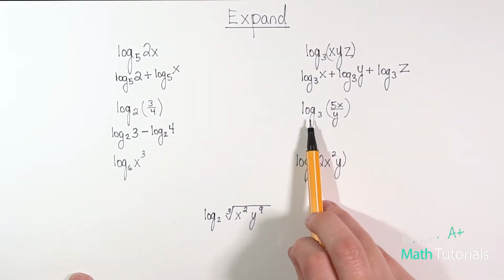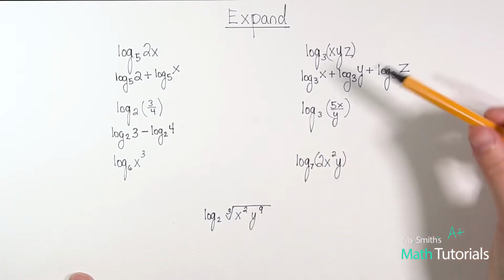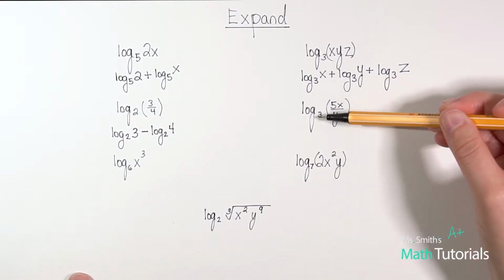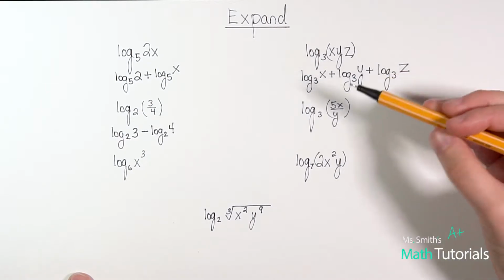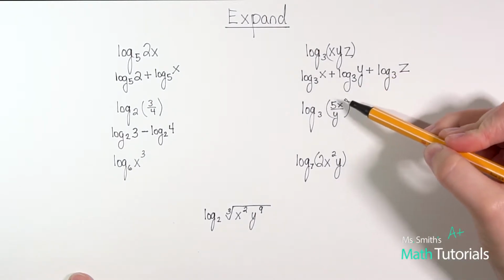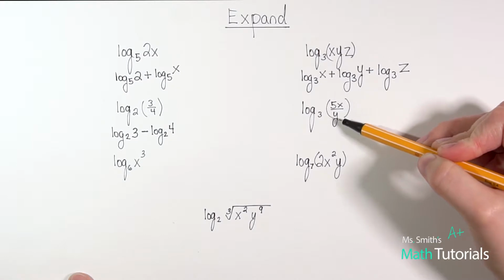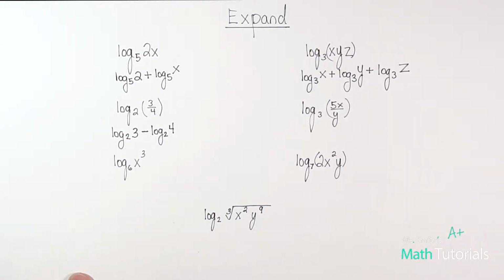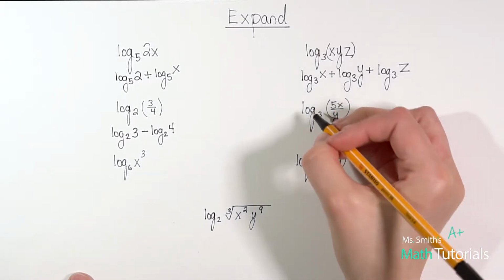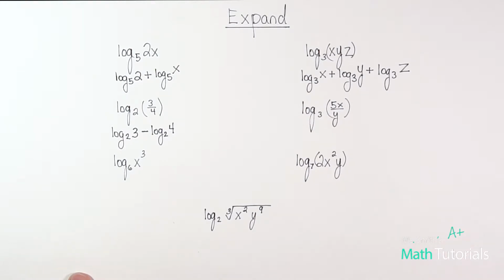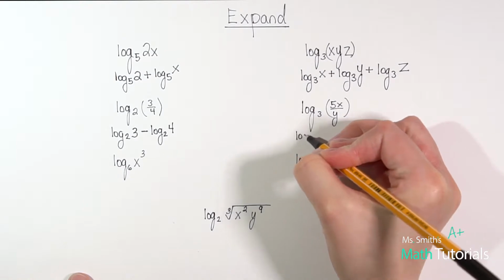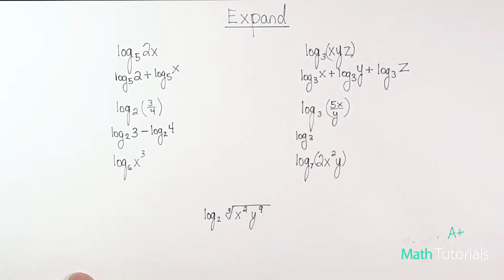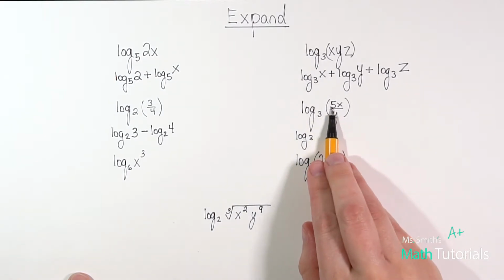Now this next example could be a little tricky, because hopefully you're noticing that we've got our log base 3, so I know that's not going to change, but I've got this 5 times x divided by y. So I've got both multiplication and division going on in the same problem. So we're going to write this as, it's okay, we're just going to have an addition and a subtraction. So we'll write our log base 3, no change there, and we'll take that first value in the numerator, 5.